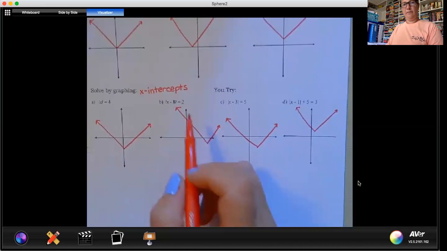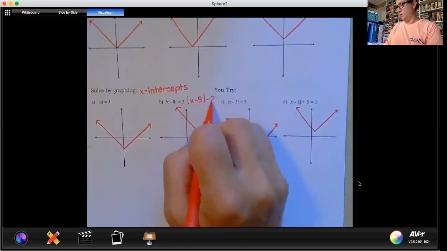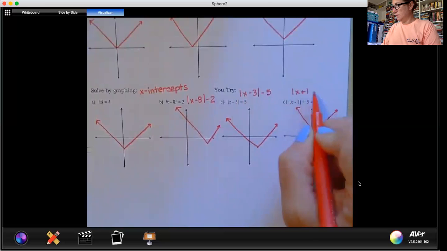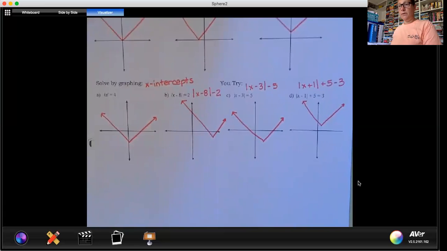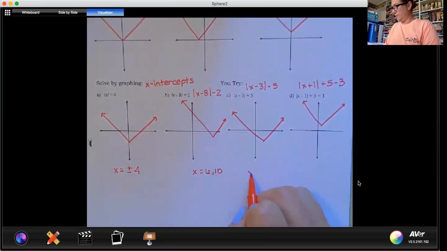Now, when you graph B, C, and D, you should graph this as absolute value of x minus 8 minus 2, absolute value of x minus 3 minus 5, absolute value of x plus 1 plus 5 minus 3. You've got to isolate it. So what we're going to do is solve. Where does it cross the x-axis? Plus or minus 4. Where does it cross the x-axis? Use your calculator to determine that. 6 and 10, negative 2 and 8. And this one is no solution because it doesn't cross or touch the x-axis.